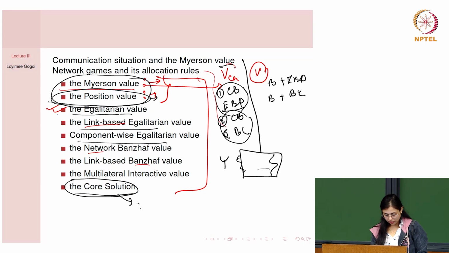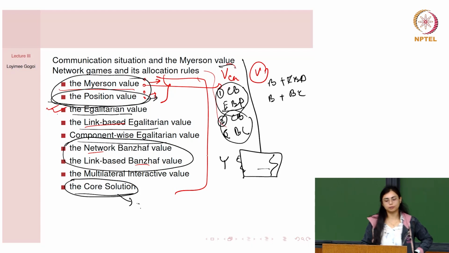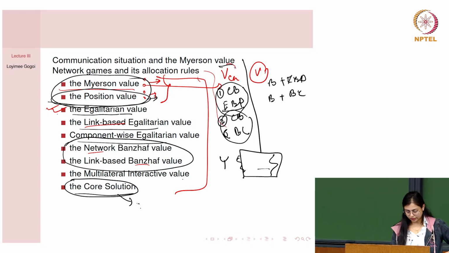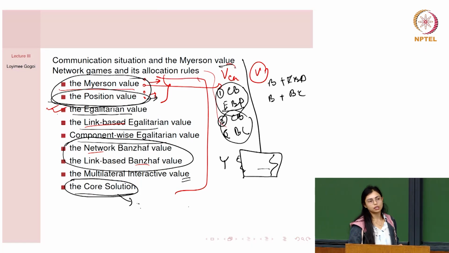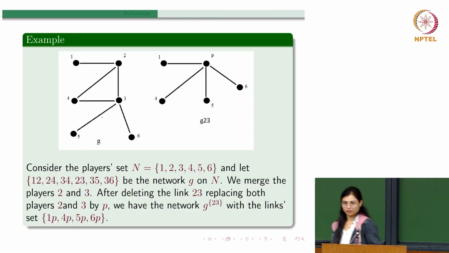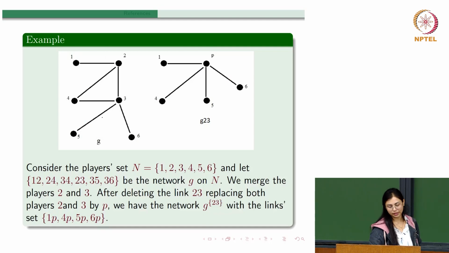So again, there are some characterizations for the network bunch-up and link-based bunch-up value. This is a multi-thread iterative value, which is a different value. I just want to show you this property. What is the pairwise merging property?